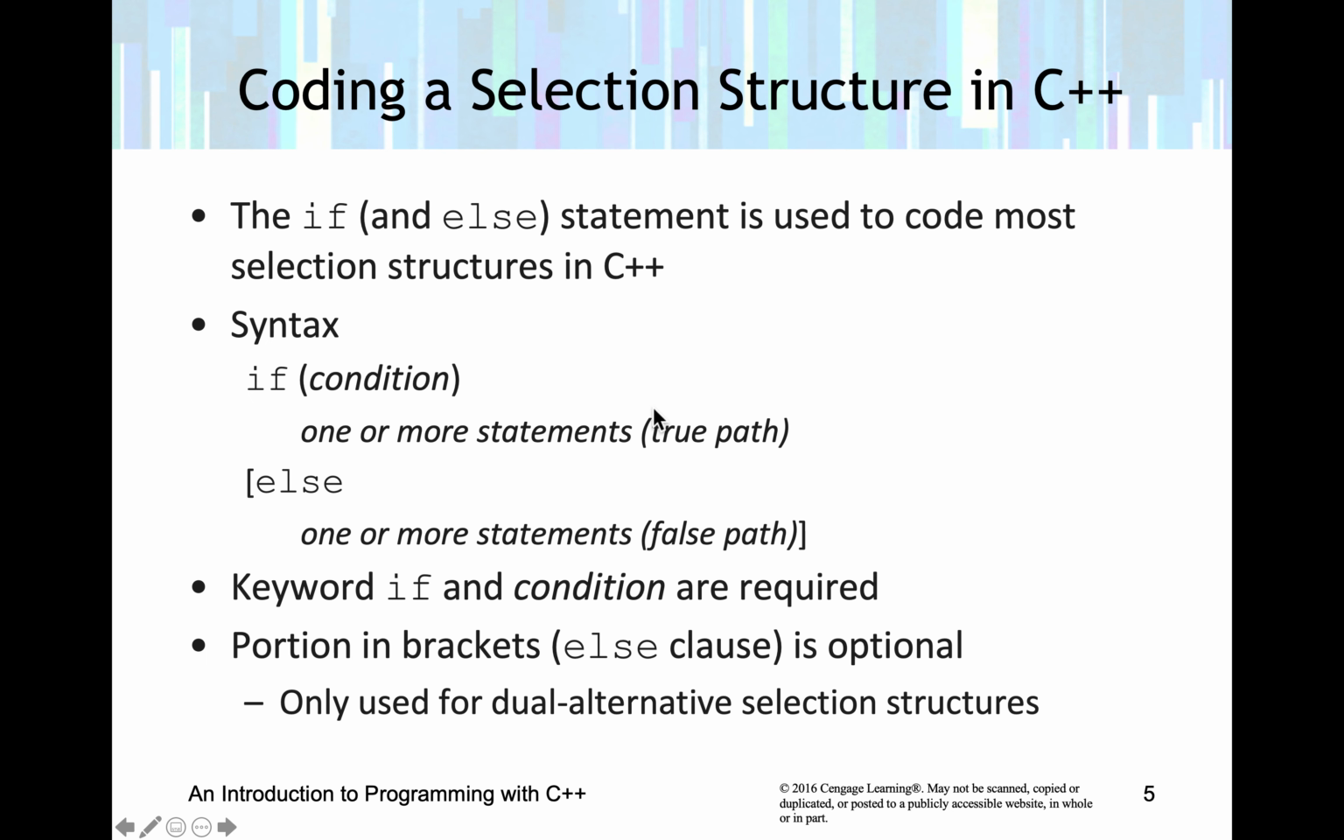Okay, so to code the selection structure in C++, we're going to use the keyword if and possibly the keyword else. You don't have to use the else. You could just have an if without an else.